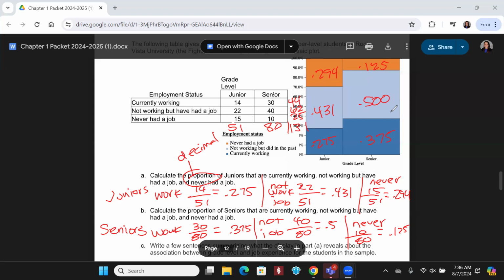For part C, it says, write a few sentences summarizing what the display in part A reveals about the association between grade level and job experience for the students in the sample. What'd you say? Higher grade level. So does one thing help us predict the other? What is it? Knowing that grade level helps us predict the job experience. Does everybody understand that? Knowing the grade level, so whether they're junior or senior, is going to help us predict their job experience, right?